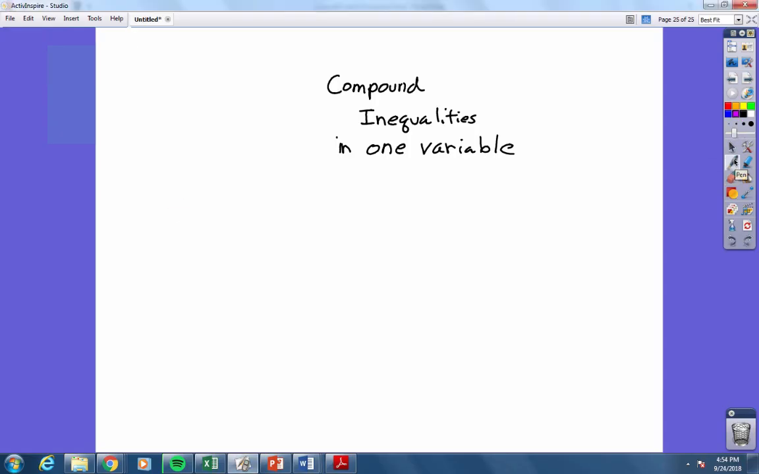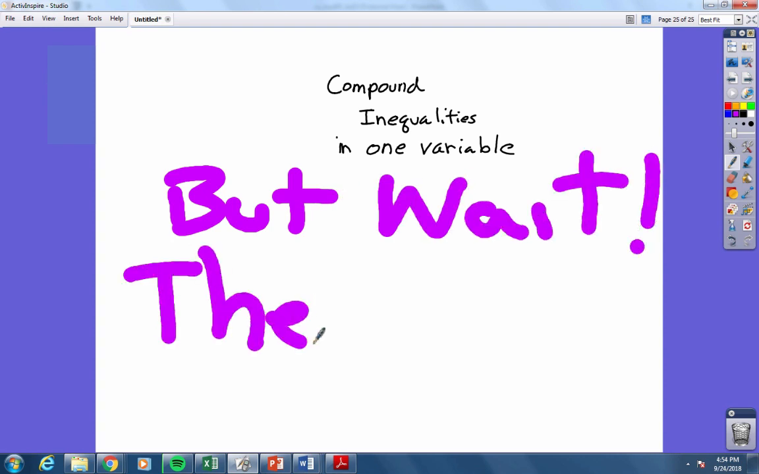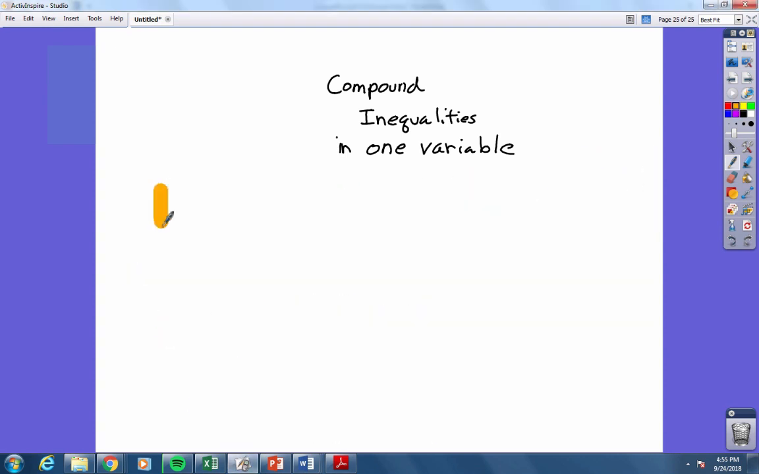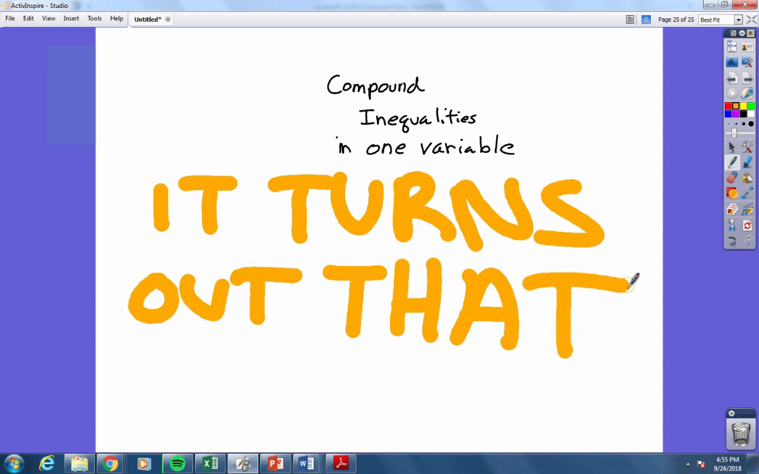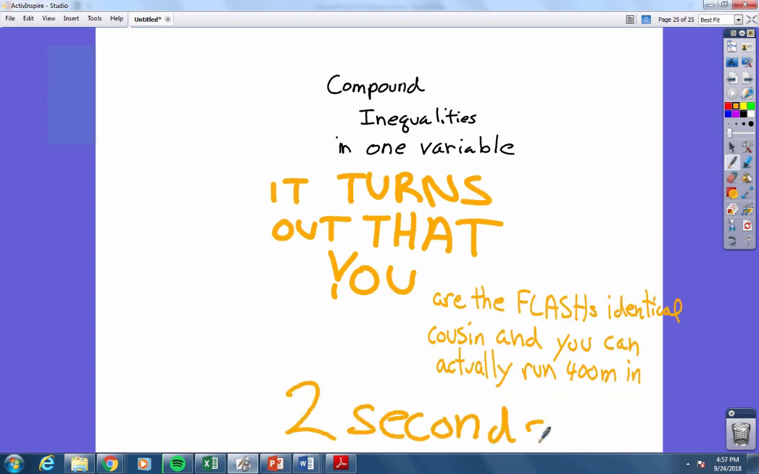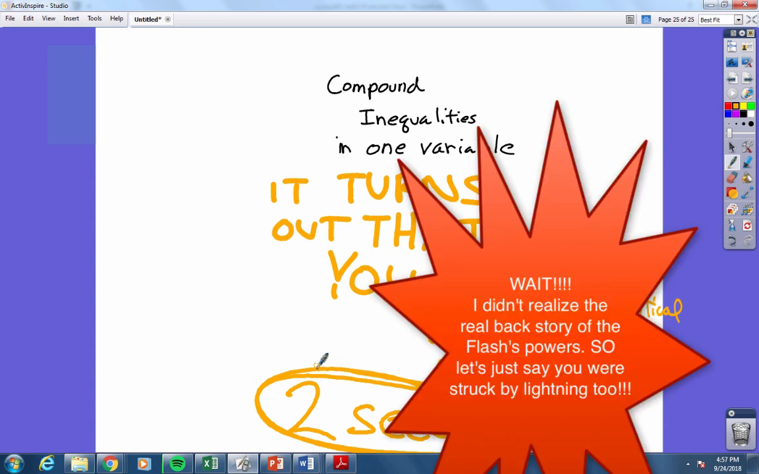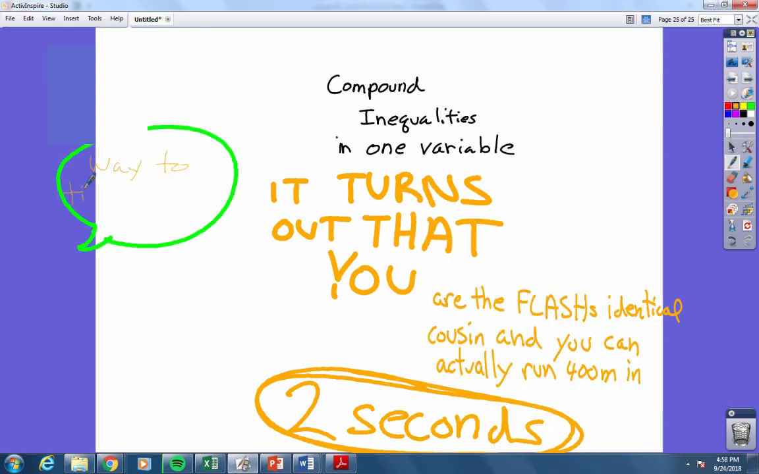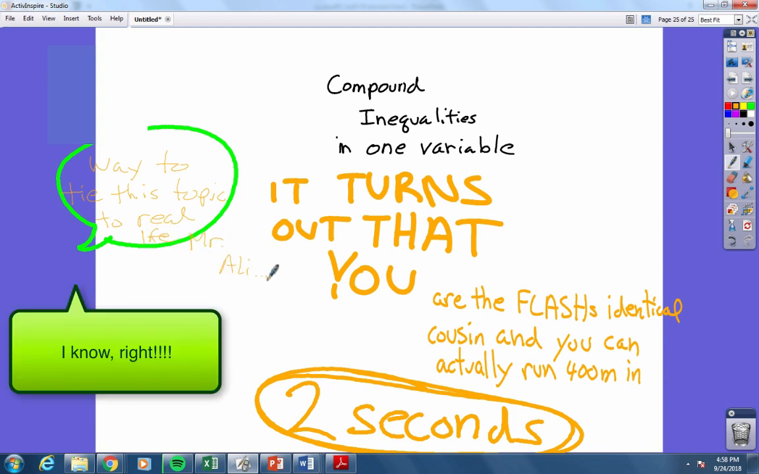But now there's a twist. It turns out that you are the Flash's identical cousin, and you can actually run the 400 meters in 2 seconds. To be honest, I didn't realize the real backstory of Flash's powers. So let's just say that you were also struck by lightning. Way to tie this topic to real life, Mr. Ali. I know, right?